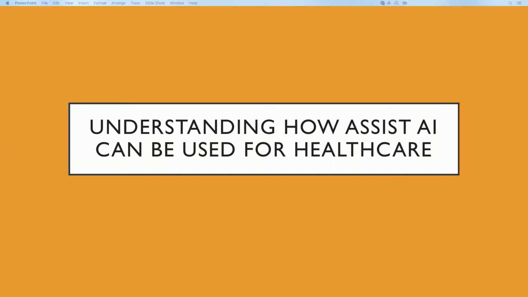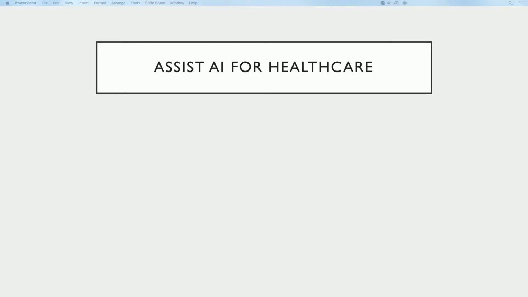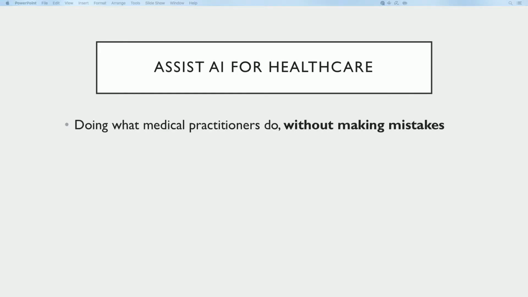One way we can do that is thinking about Assist AI, right? Something like a physician extender, where essentially we can take some of the functionality that was done by a human, and where it's automatic enough and clear-cut enough, we can actually move it into an automated way of doing things. So Assist AI for healthcare. We want to do what medical practitioners do, and we want to do it without making mistakes, which is actually a lot easier when you're a machine rather than a human, right? You can get a set of guidelines and you can follow them deterministically.